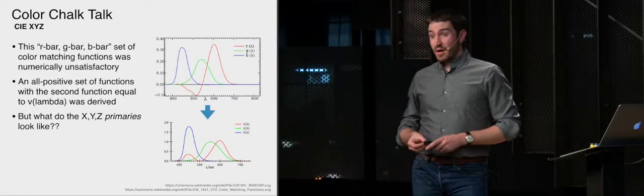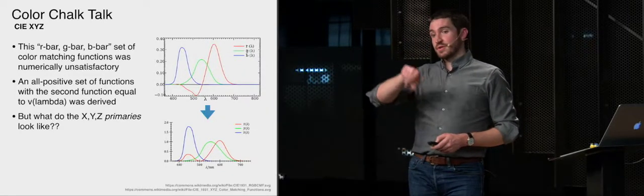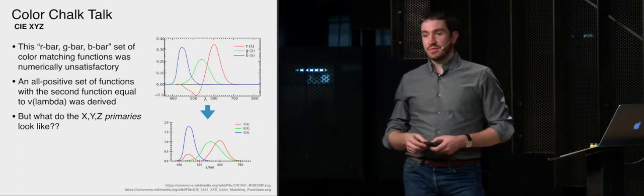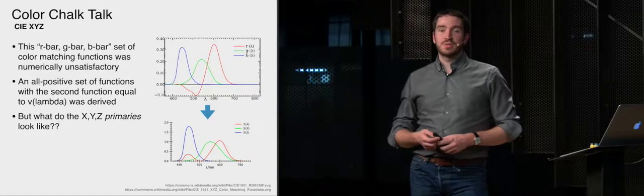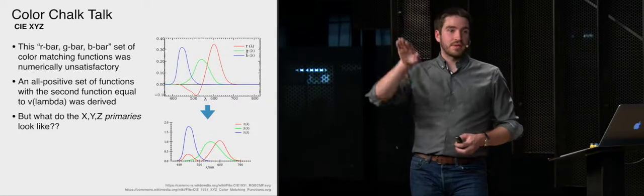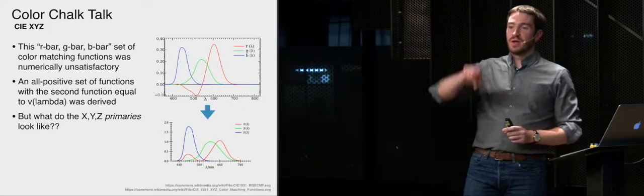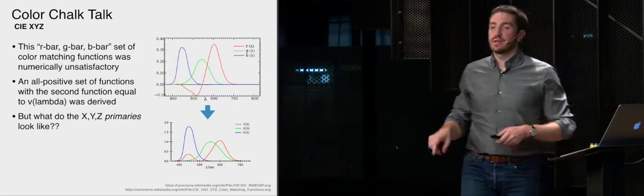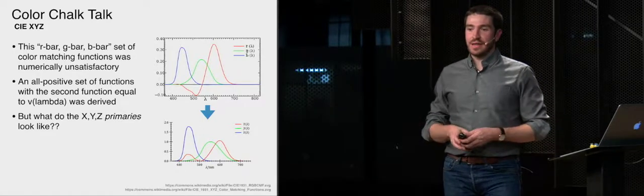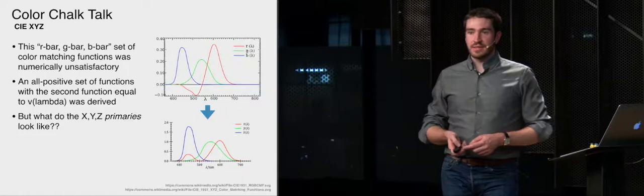But one of the advantages was this new green function, or the Y function that they derived, happens to pretty closely match the human visual response to lightness, or our perception of how light things are. So it sort of gives us this nice, more orthogonal space where one axis is how light things are, and the other two sort of kind of encode color. It's not nearly that pretty in XYZ, but that was sort of their intent at the time.